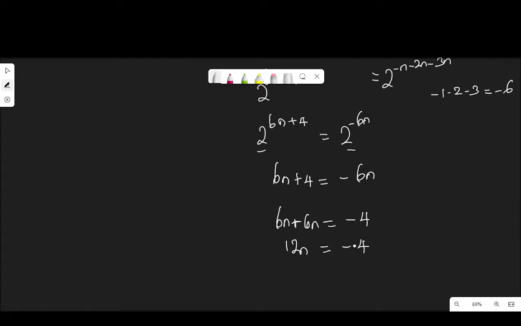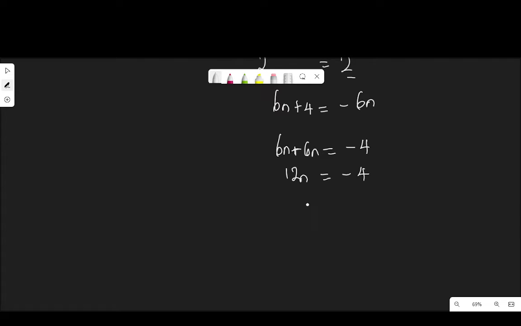To get the value of n, we need to divide both sides by 12. So dividing through by 12, I have 12 to cancel out. So I have n equal to, of course, 4 is a factor of 12, so we can divide through. 4 here is 1, and 4 here is 3. So our final answer is negative 1 over 3.